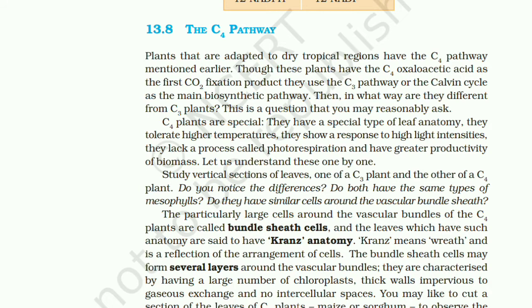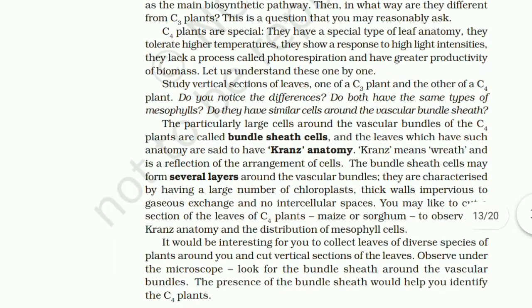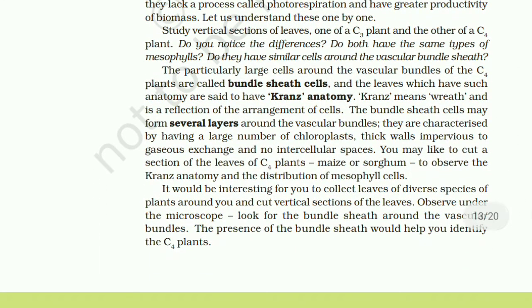Study vertical sections of a leaf, one of a C3 plant, another of a C4 plant. Do you notice the differences? Do both have the same type of mesophyll? Do they have similar cells around the vascular bundle sheath? The particularly large cells around the vascular bundles of the C4 plant are the bundle sheath cells. The leaves which have such anatomy have Kranz anatomy.